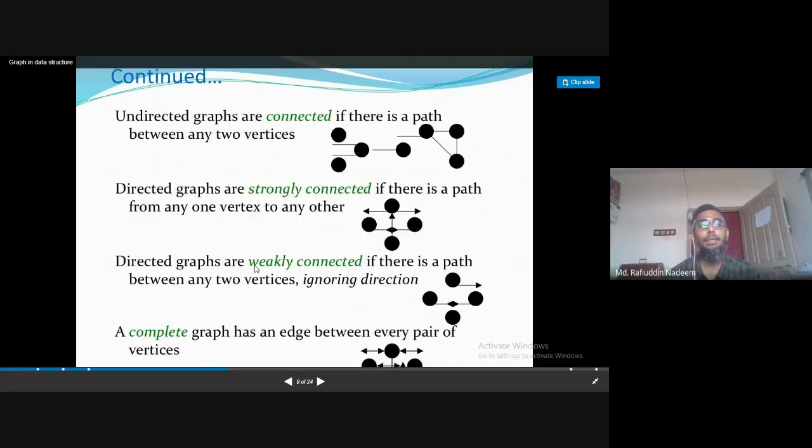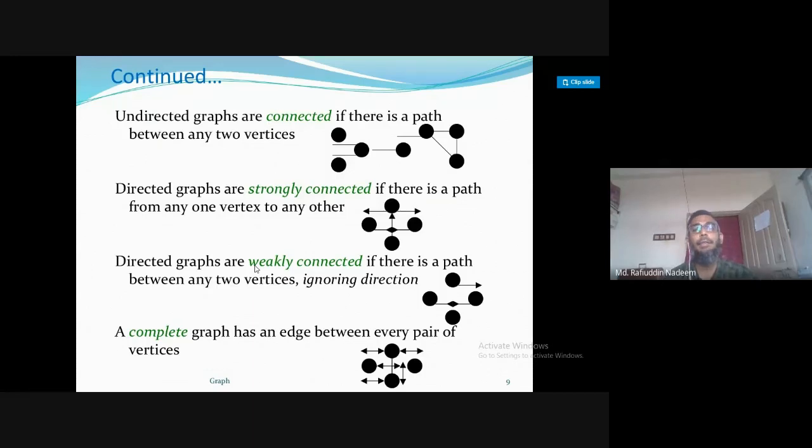Okay, next. Undirected graphs are connected if there is a path between any two vertices. If there exists a path between any two vertices, then it is called a connected undirected graph.